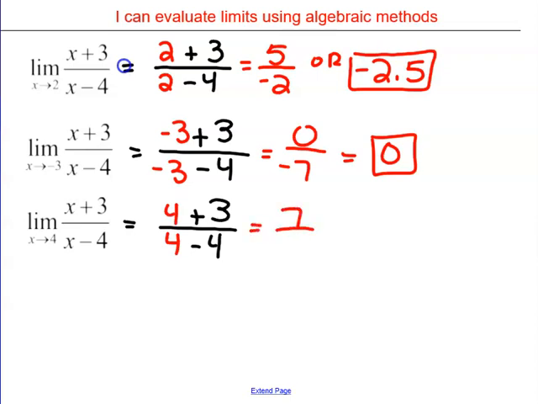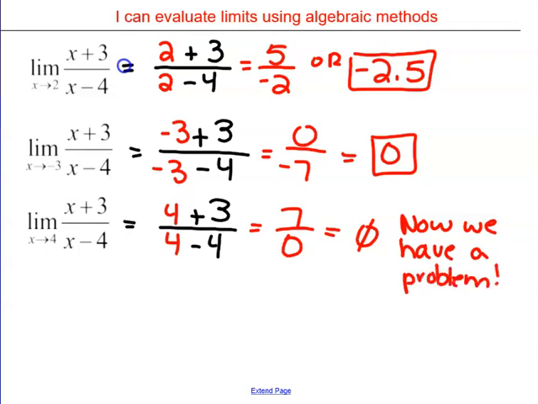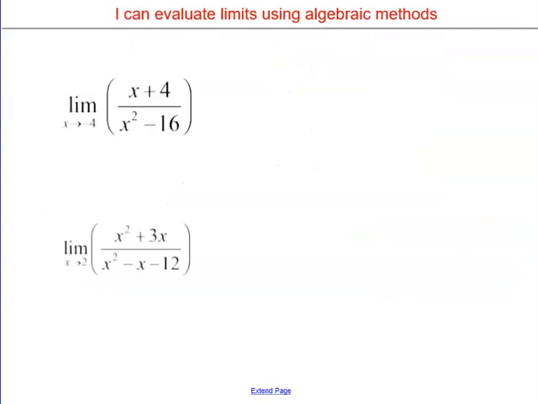And now we have a problem because, as you know, if we divide by 0, we can't do that. You can never have 0 in the denominator. So now we have a problem. This is a big no, we can't plug in negative 4. There's going to be no solution there. You can also say does not exist.